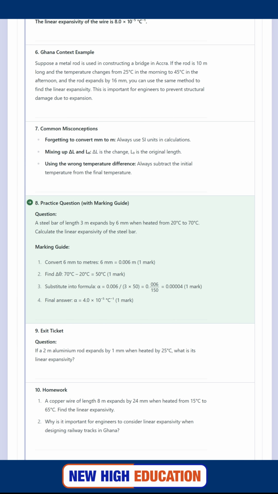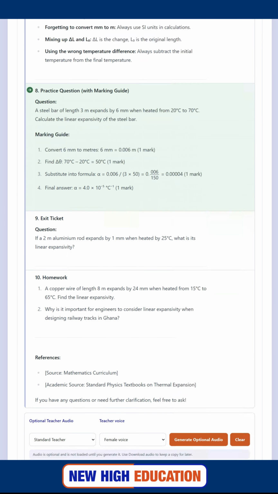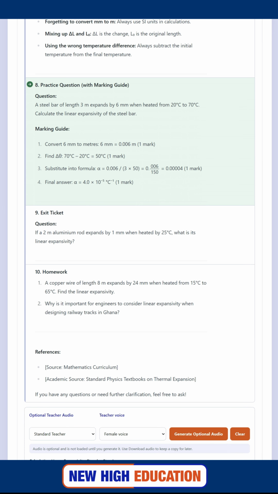3. Substitute into the formula. Alpha equals 0.006 divided by 3 times 50, which is 0.006 divided by 150, giving 0.0004. That is 1 mark. 4. Final answer. Alpha equals 4.0 times 10 to the power of minus 5 per degree Celsius. That is 1 mark. Try to follow these steps in your own calculations. Exit ticket question. If a 2-meter aluminium rod expands by 1 millimeter when heated by 25 degrees Celsius, what is its linear expansivity? Pause and try this question on your own before checking the answer.